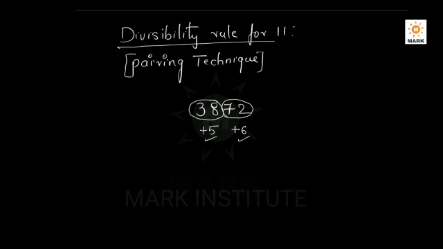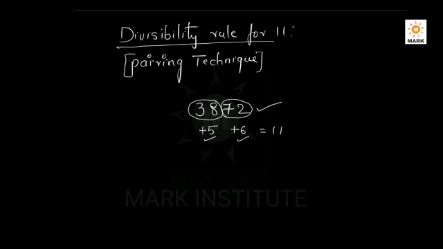If the sum of these numbers is equal to 11 or a multiple of 11, then the entire number is divisible by 11. Friends, plus 5 and plus 6, the sum is 11. So we can clearly say 3872 is exactly divisible by 11.